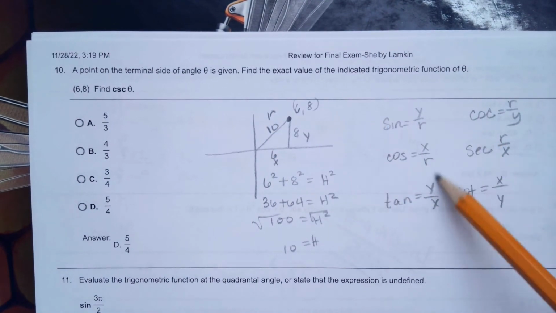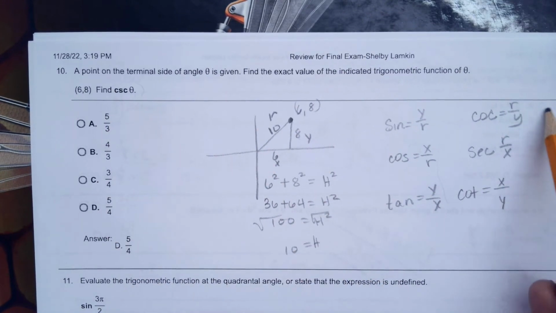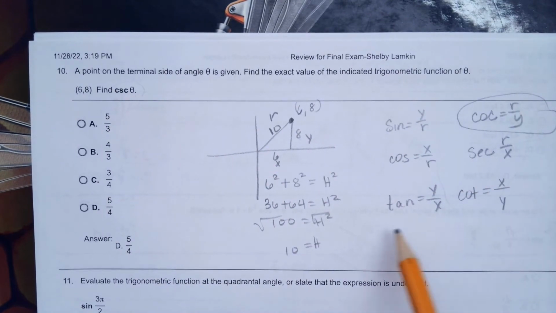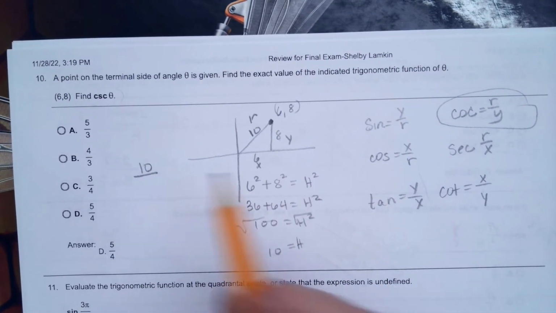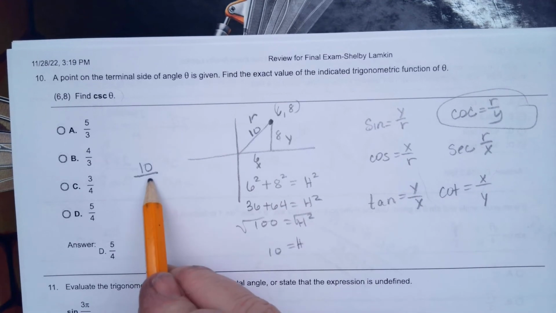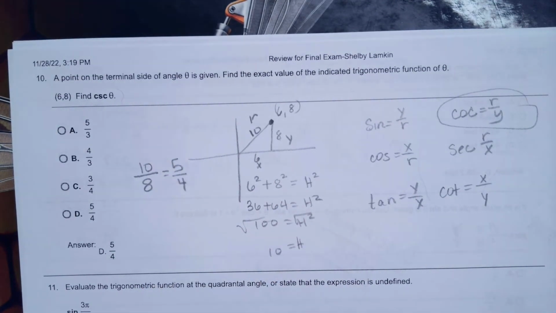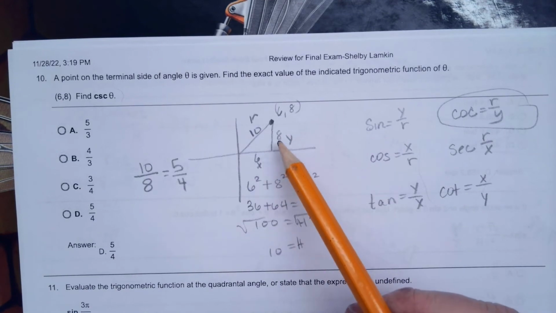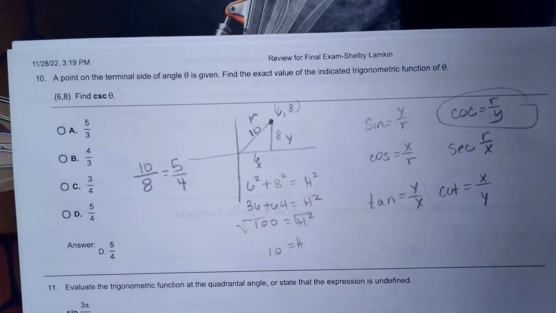So this is your x, this is your y, this is your r. Once you know that, you can build any of these that you want. We're looking for cosecant, which is right here. So we want r, which is 10, over y, which is 8. When you simplify that, you get 5 over 4. Since both of the x and y values are positive, this is going to have a positive value. So that's our answer there.